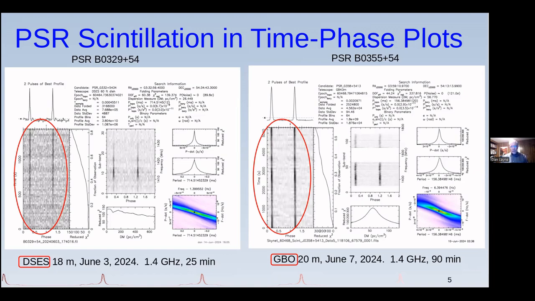The Green Bank one on the right is 90 minutes, and so it's not as obvious, but you can see that the intensity of the pulse kind of fades in and out there. And over the years, we've seen scintillation in several of the pulsars that we collect.